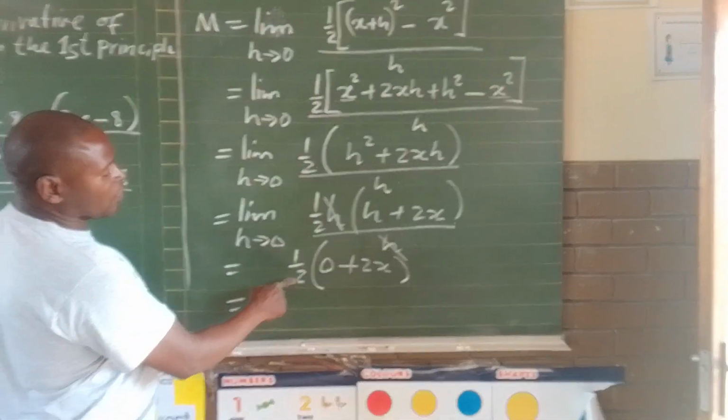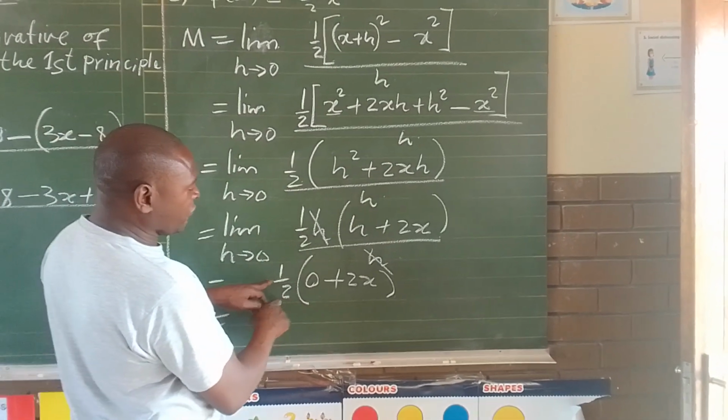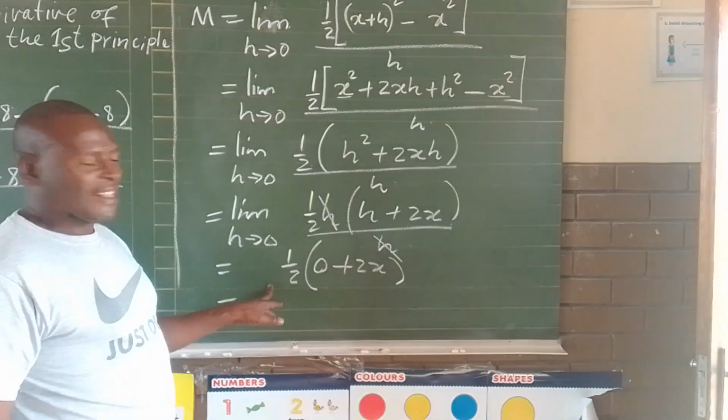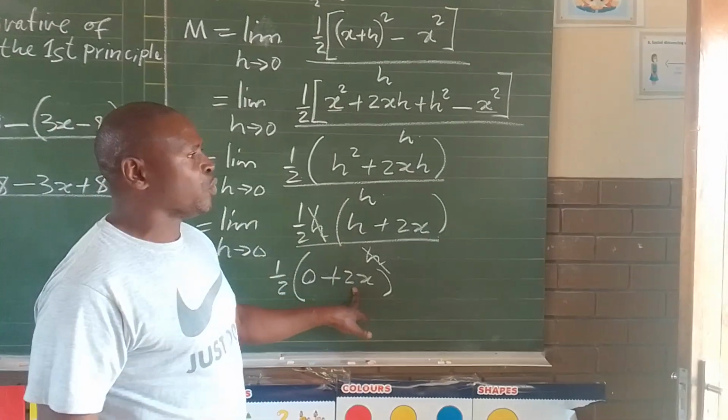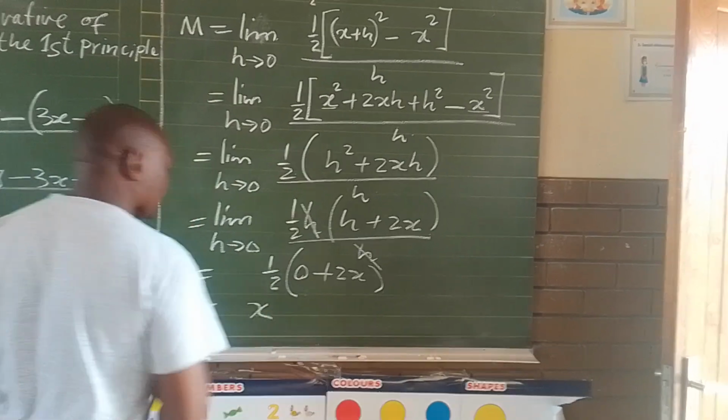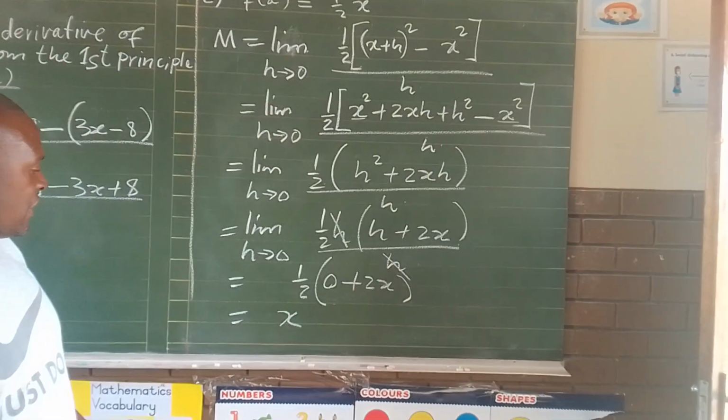That is where the distributive law comes into play. A half multiplied by 0 is 0, we don't write that. A half multiplied by 2x is going to be x. This is the end of it.